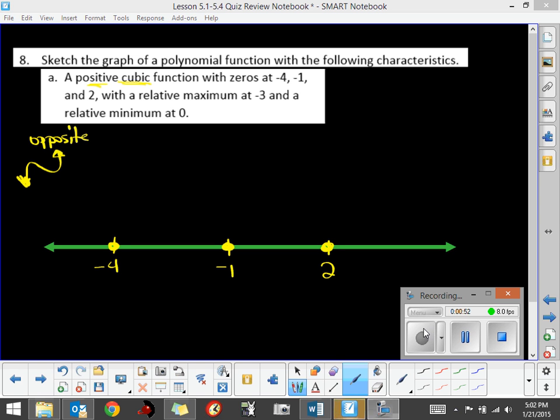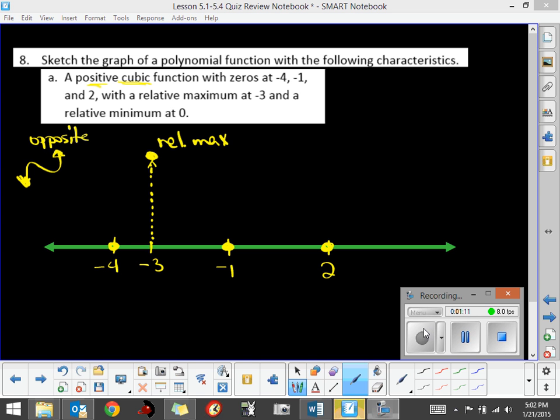Now it has a relative maximum at -3. What that means is, when x is -3, it has a maximum value. So what I want to do is think about putting a point somewhere up here. I don't even care where it is. It just has to be up here. This is going to be our relative max that we're going to hit when we draw our graph.